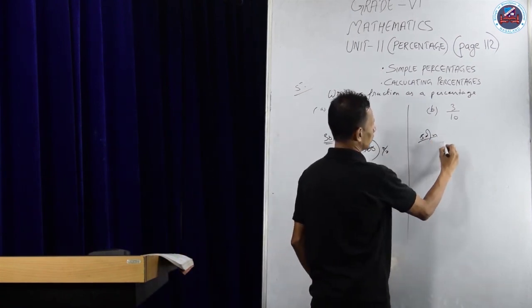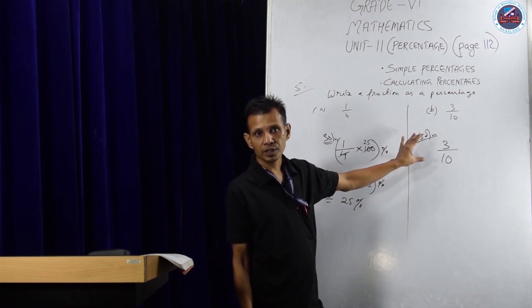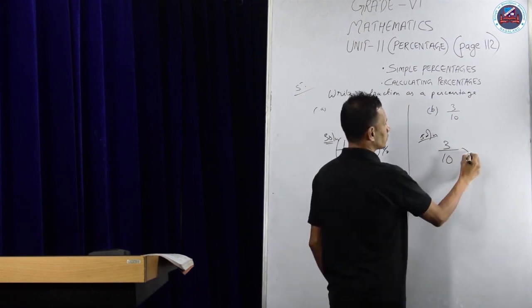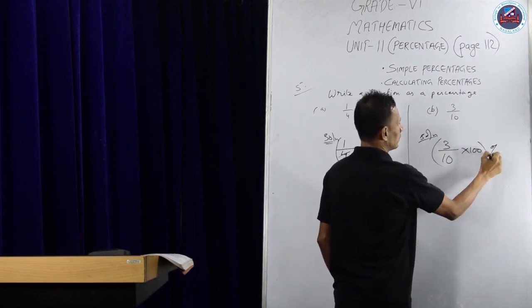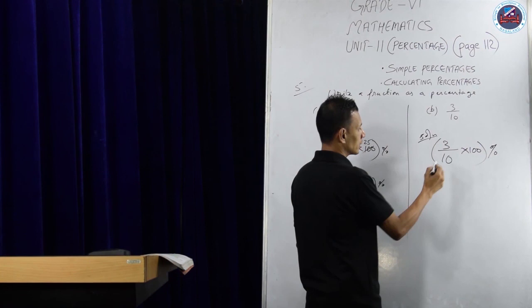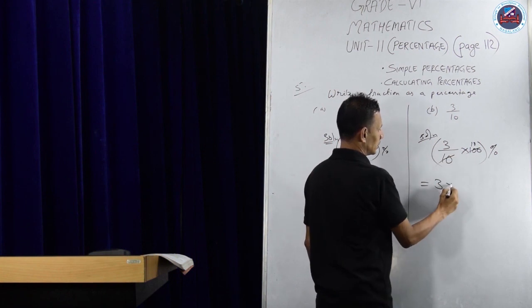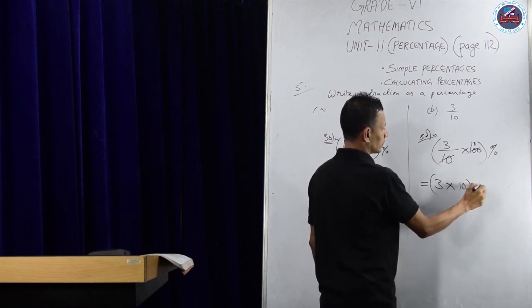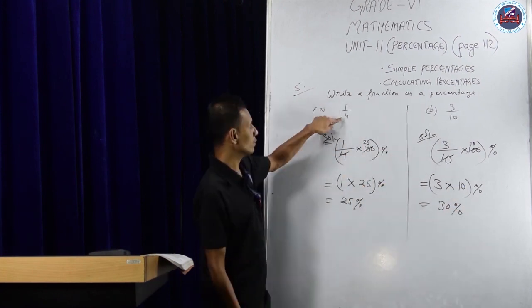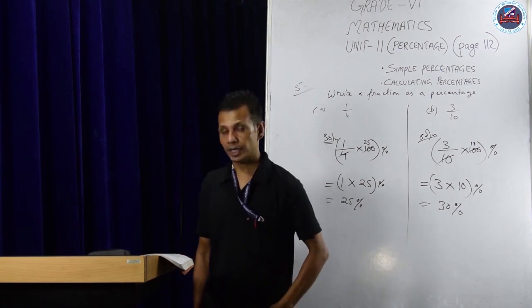B. Solution. 3 by 10. Fraction. So, any fraction, if you want to change it into a percentage, you need to multiply by 100. Then it will become a percentage. In the 10 times table, will you get 100? Of course. 10 times 10, 100. Okay? 3 left, multiply sign, 10 left. 3 times 10, 30%. So 1/4 means 25%. 3/10 means 30%. Can you do the rest?